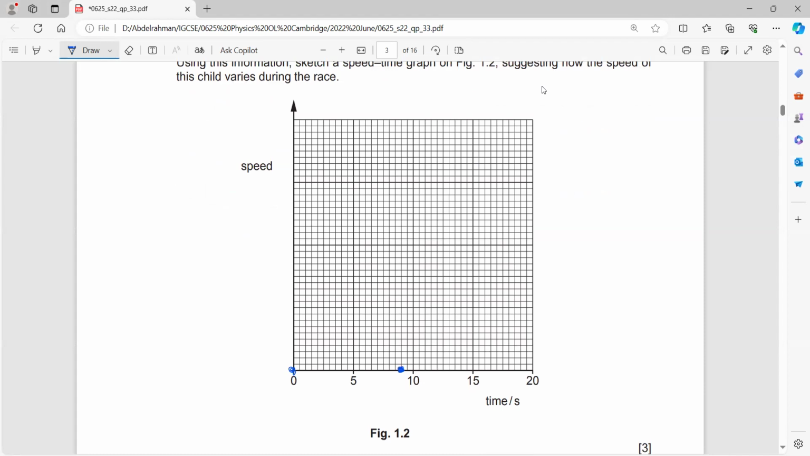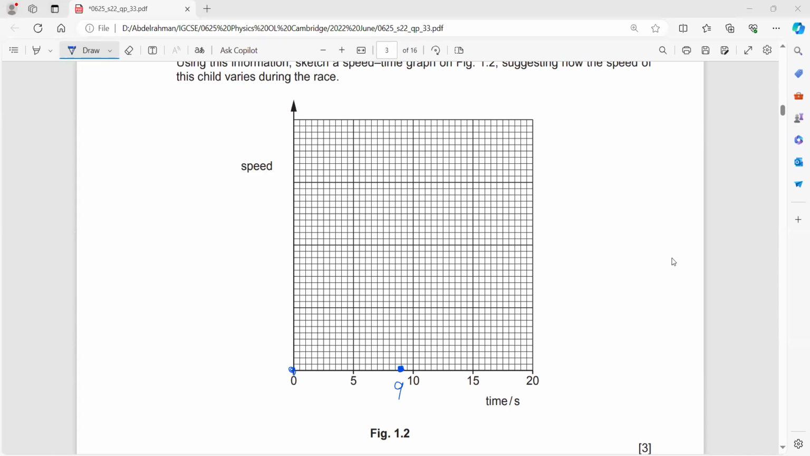So at 9 seconds the speed should be 0. What about in between, how should his speed be? Basically, he increased his speed. You need to think about it, okay? This is a very, very complicated question, but let's think about it. Does he have a constant speed? No, he doesn't have a constant speed.